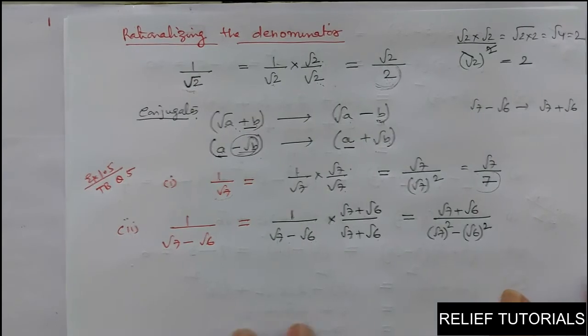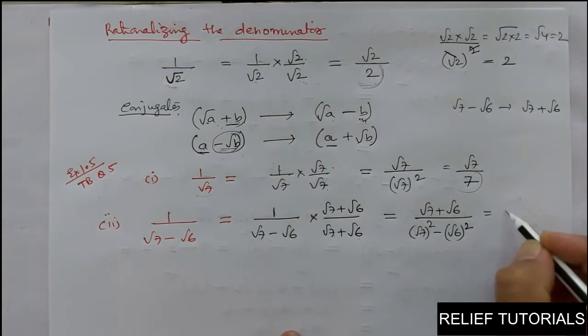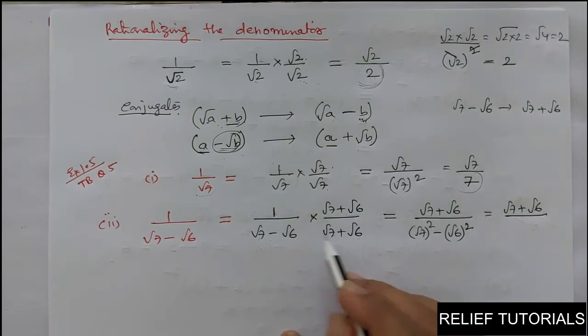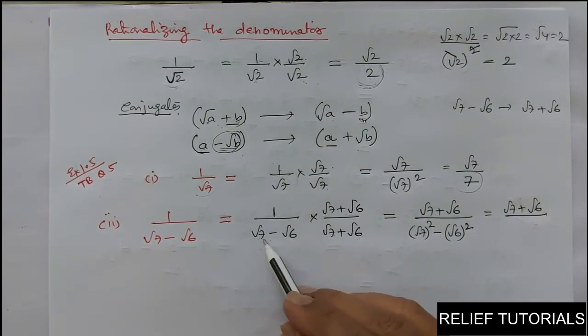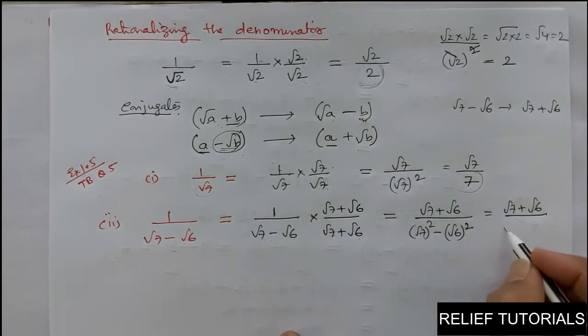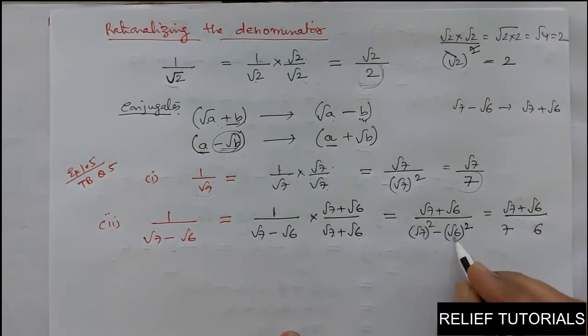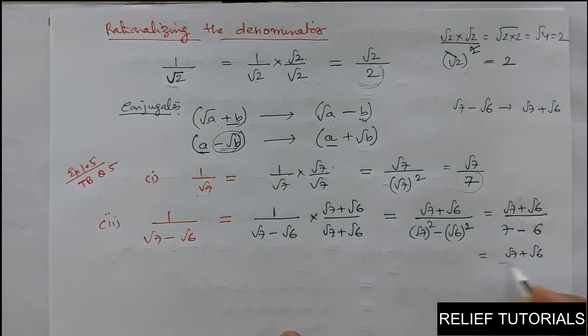So a square minus b square. If you don't want to write this step, don't write. Directly you can write root 7 plus root 6 upon a minus b, a plus b. So a square, root 7 square, is 7. Root 6 square is 6. Sign minus, 7 minus 6. So you will get root 7 plus root 6 upon 1. Upon 1, no need of writing.